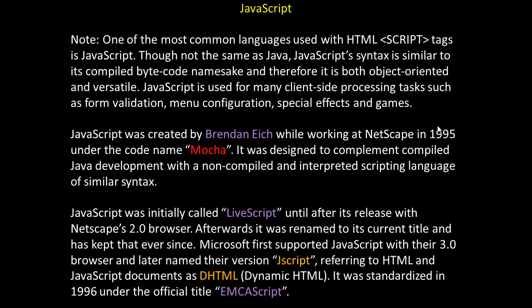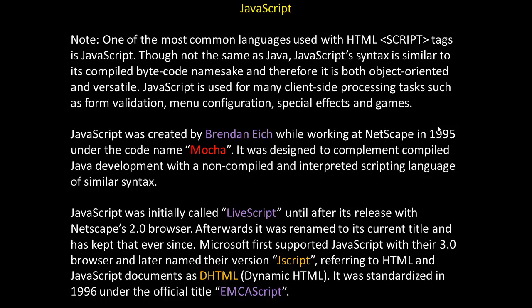Note, one of the most common languages used with HTML script tags is JavaScript. They're not the same as Java. JavaScript syntax is similar to its compiled bytecode namesake, and therefore it is both object-oriented and versatile. JavaScript is used for many client-side processing tasks, such as form validation, menu configuration, special effects, and games.